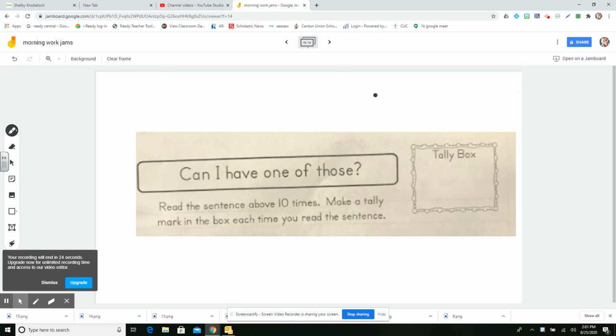Then we're going to do the same thing for the sentence. It says read the sentence 10 times. Can I have one of those? 1. Can I have one of those? 2. You're going to keep reading it and keep marking tallies until you get to 10.